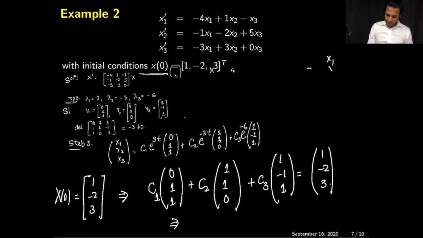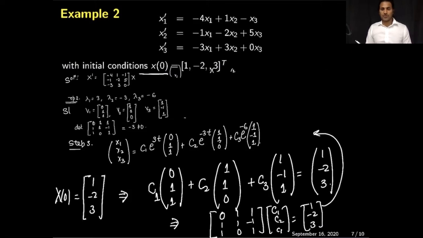Now this can also be written as the linear system [0, 1, 1; 1, 1, 0; 1, -1, 1] times (c1, c2, c3) equal to (1, -2, 3). Here, using Gauss-Jordan elimination, we can find the values of c1, c2, c3. They are c1 equal to 2, c2 equal to -1, and c3 equal to 1. If you plug these values of c1, c2, c3 back into the general solution, it will give you the special solution of this system of linear differential equations.